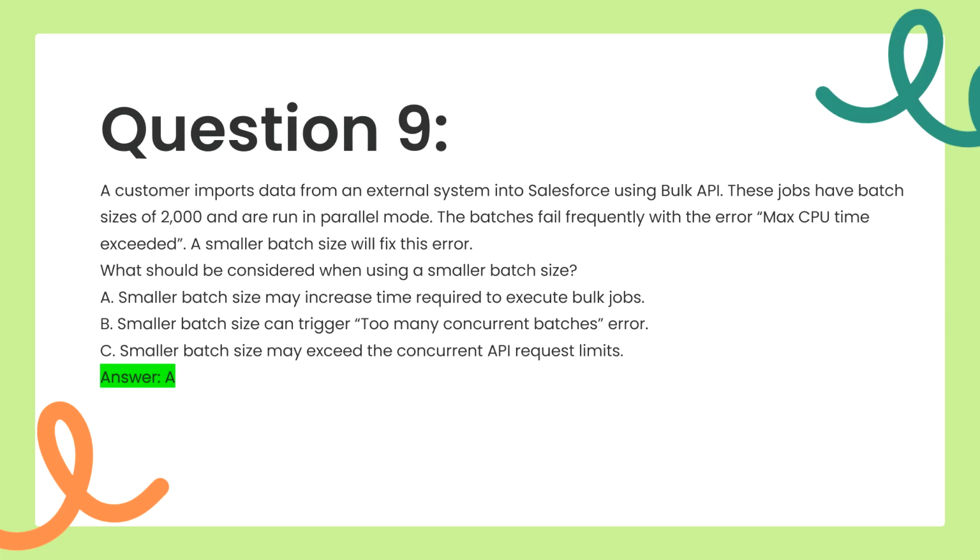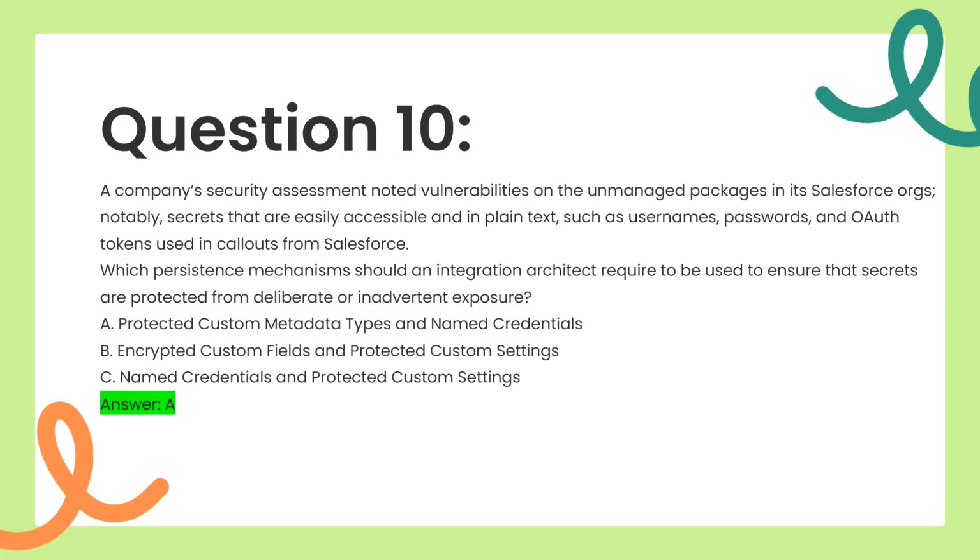A. Smaller batch size may increase time required to execute bulk jobs. B. Smaller batch size can trigger too many concurrent batches error. C. Smaller batch size may exceed the concurrent API request limits. Answer A. 10. A company's security assessment noted vulnerabilities on the unmanaged packages in its Salesforce orgs.